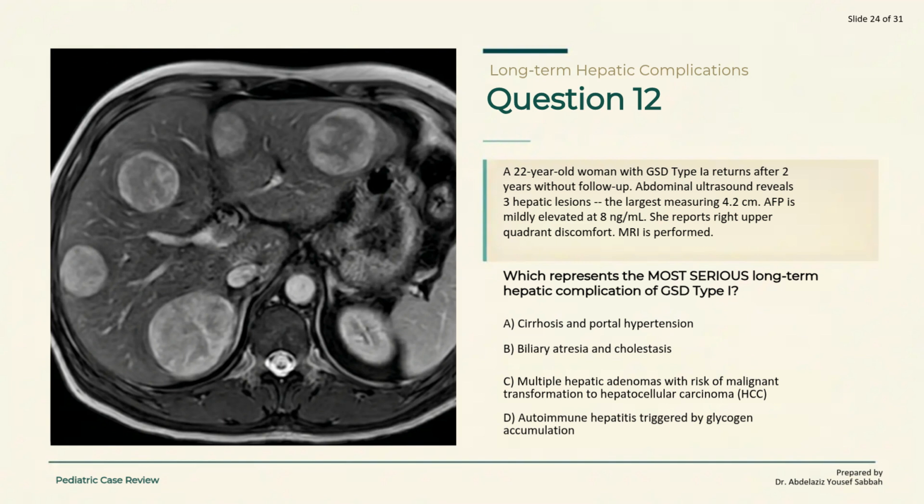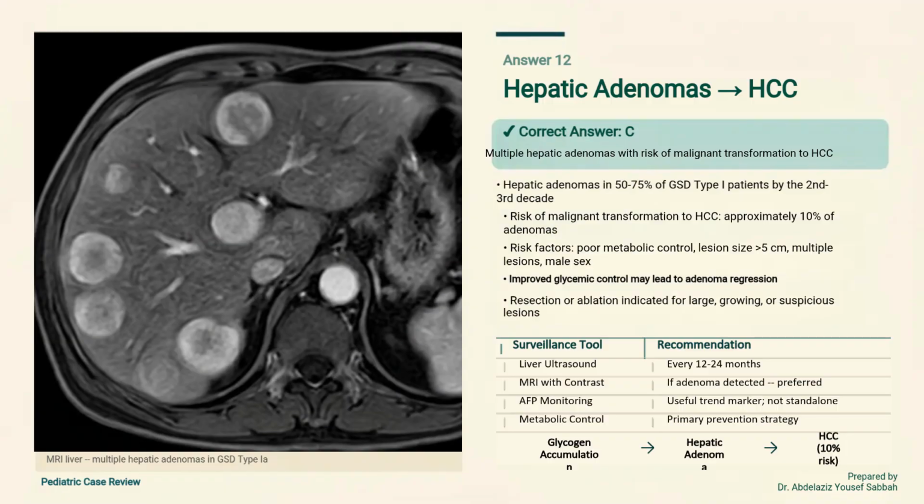Option A, cirrhosis and portal hypertension. Option B, biliary atresia and cholestasis. Option C, multiple hepatic adenomas with risk of malignant transformation to hepatocellular carcinoma. Option D, autoimmune hepatitis triggered by glycogen accumulation. The correct answer is option C, multiple hepatic adenomas with risk of malignant transformation to hepatocellular carcinoma.